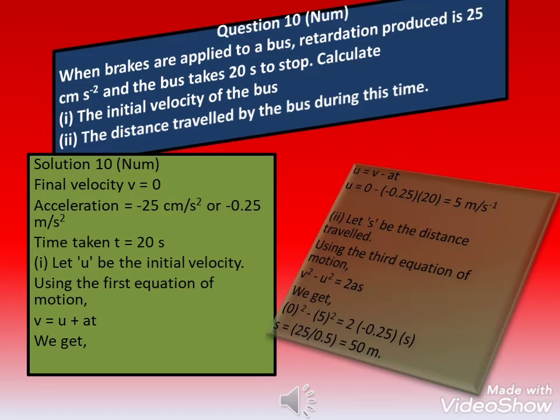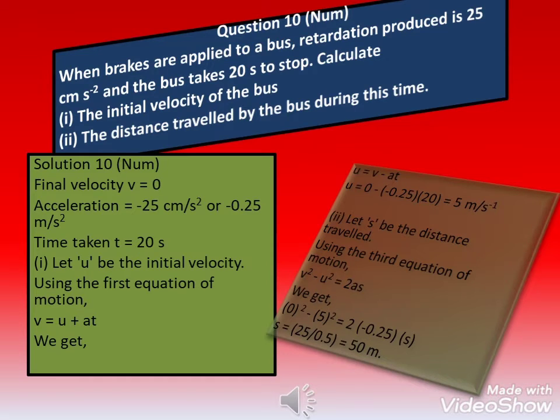Acceleration is equal to minus 25 centimeter per second square. We have to convert 25 centimeter per second square into meter per second square by dividing it by 100. So we will get acceleration is equal to minus 0.25 meter per second square. And time taken t is given as 20 seconds.